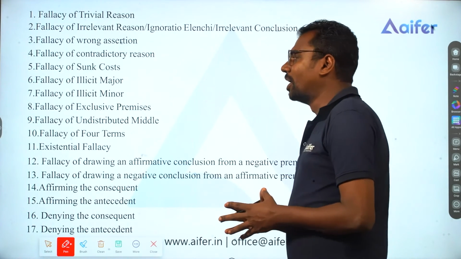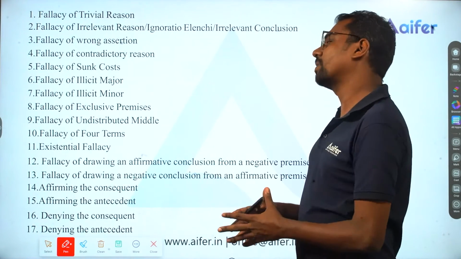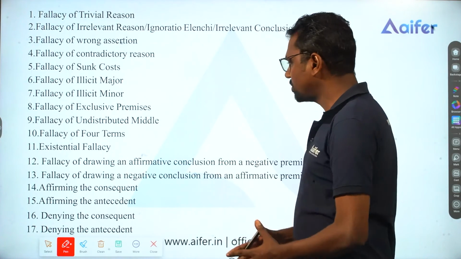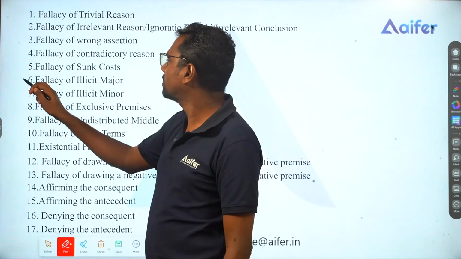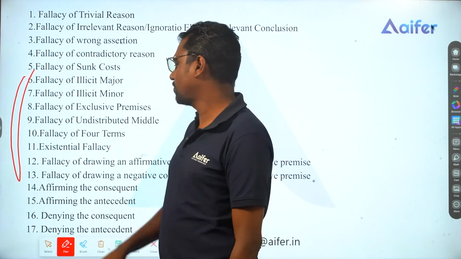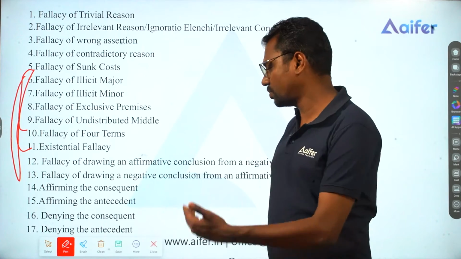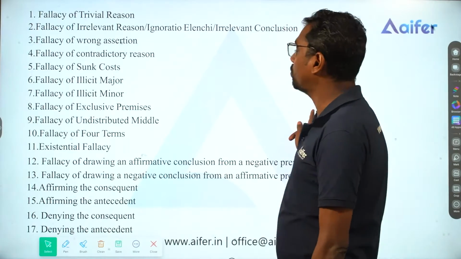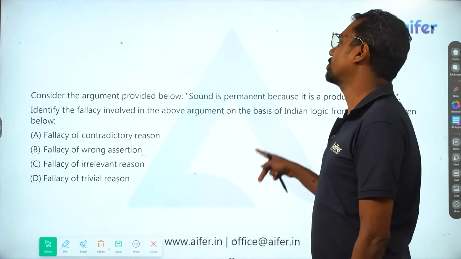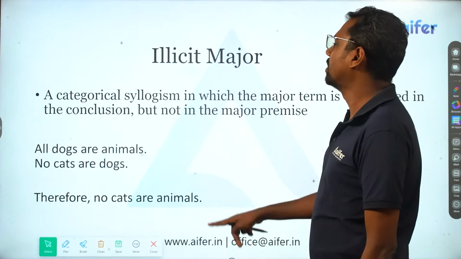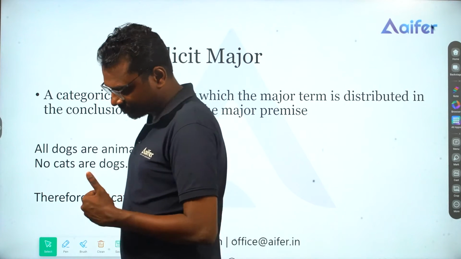Today, in this video, I will be discussing the next set of fallacies: fallacies of illicit major, illicit minor, exclusive premises, undistributed middle, fallacy of four terms, and existential fallacy. Altogether, we have these 6 fallacies. One by one, let's try to learn those. Fallacy of trivial, irrelevant, wrong assertion, contradictory, sunk cost, we have already discussed. Then we have the next set, starting with illicit major fallacy.